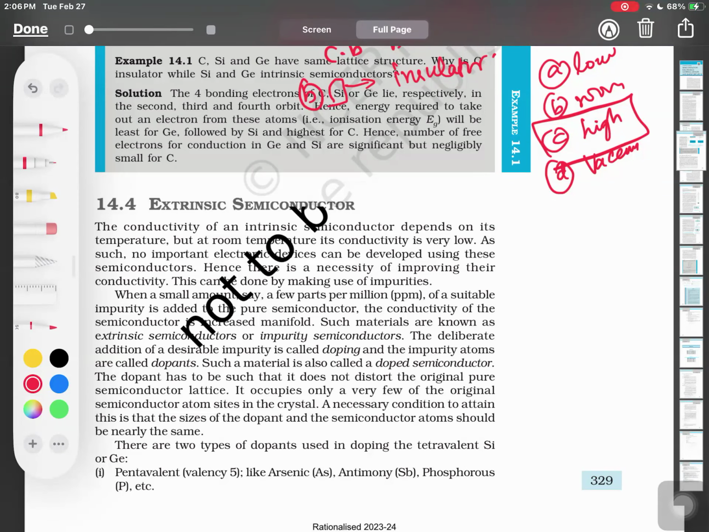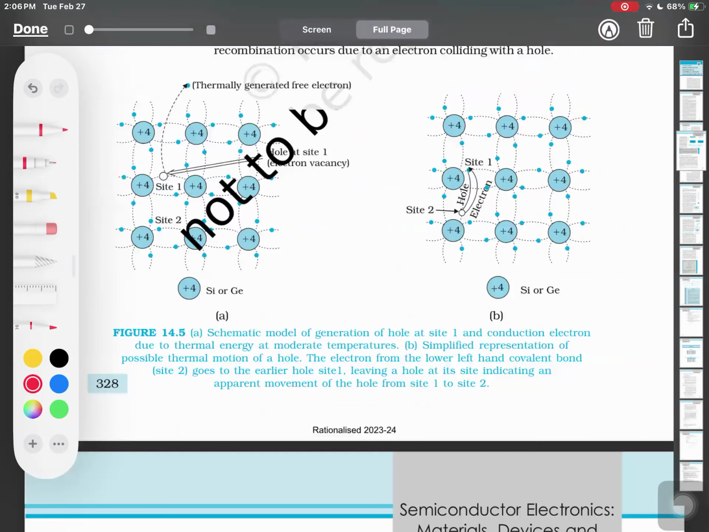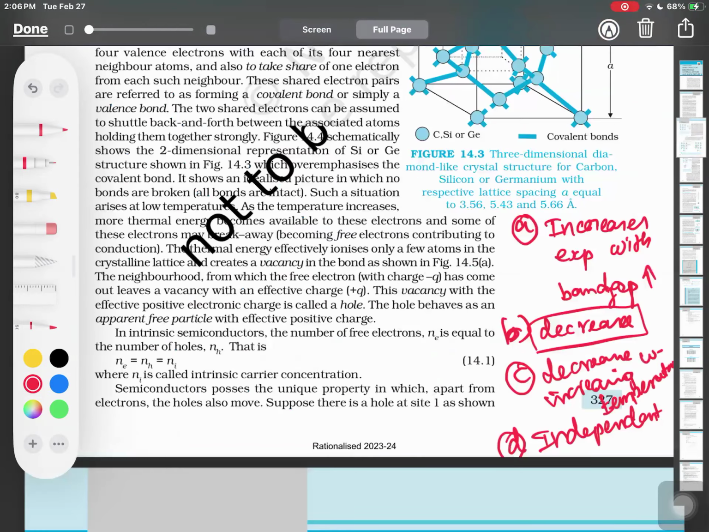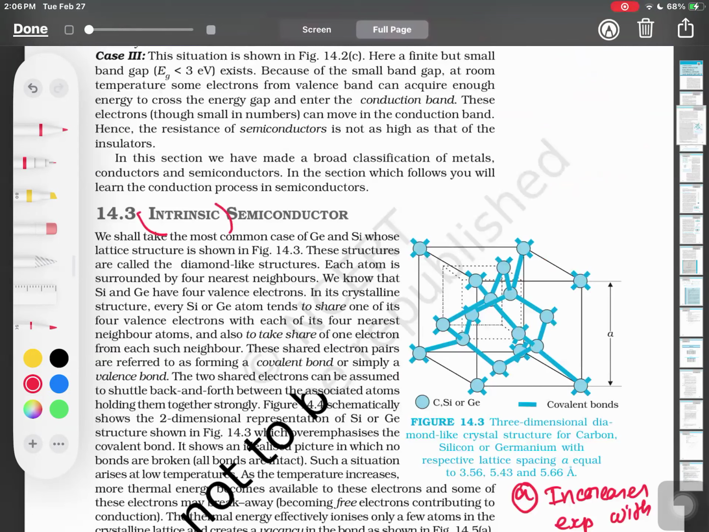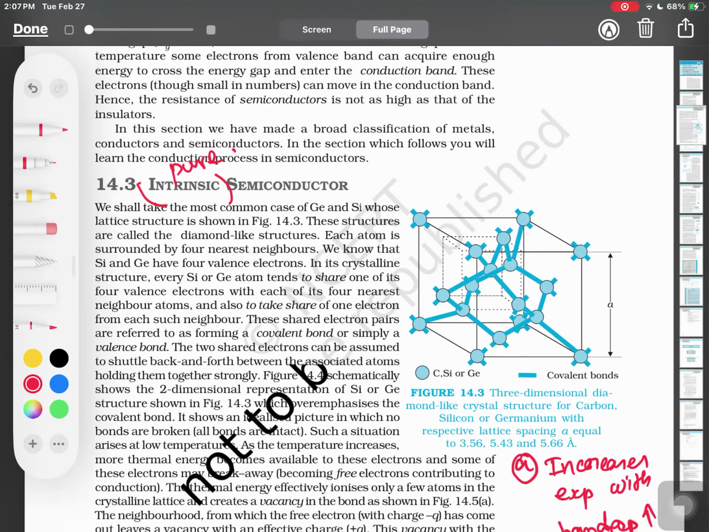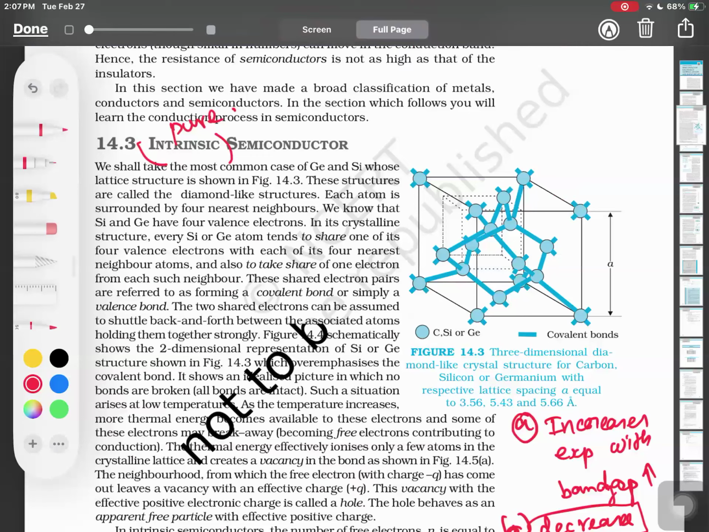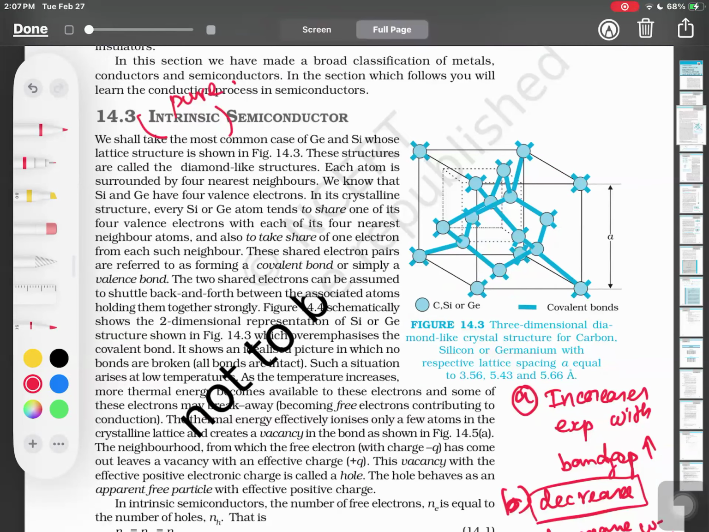See, one more question is asked. In a pure semiconductor, pure semiconductor means intrinsic, everyone knows. Pure means it is definitely intrinsic. So pure semiconductors are intrinsic. The number of electrons in the conduction band will be equal to the number of holes in the valence band. Right, so it is not doped by any other impurities.